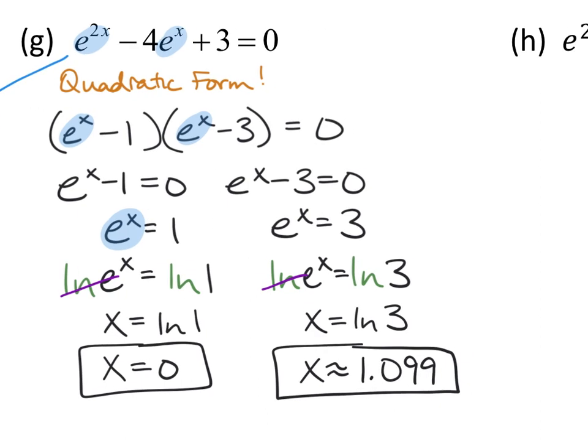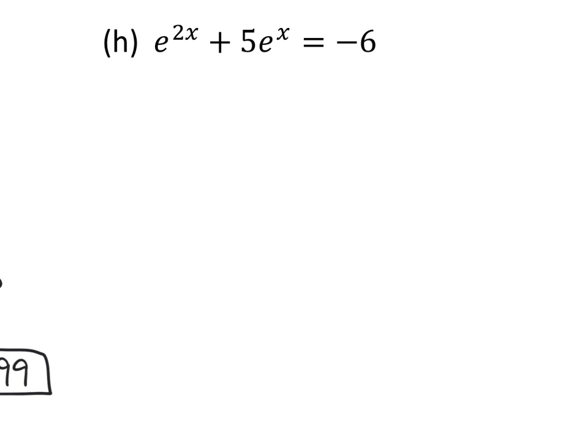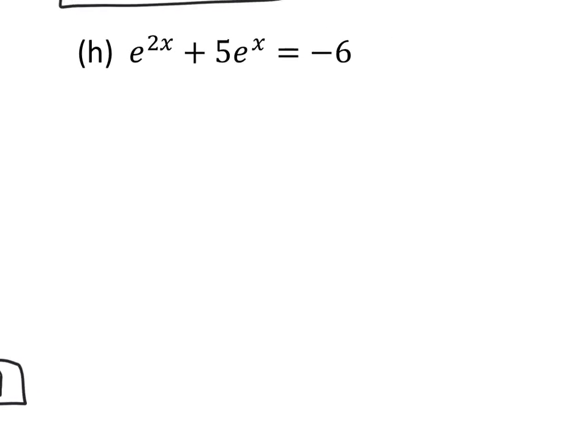So let's try one together. First things first, this one is not set equal to 0, so I couldn't have even solved it if it was a quadratic. So first things first, we set it equal to 0. This would be e to the 2x plus 5e to the x plus 6 equal to 0.